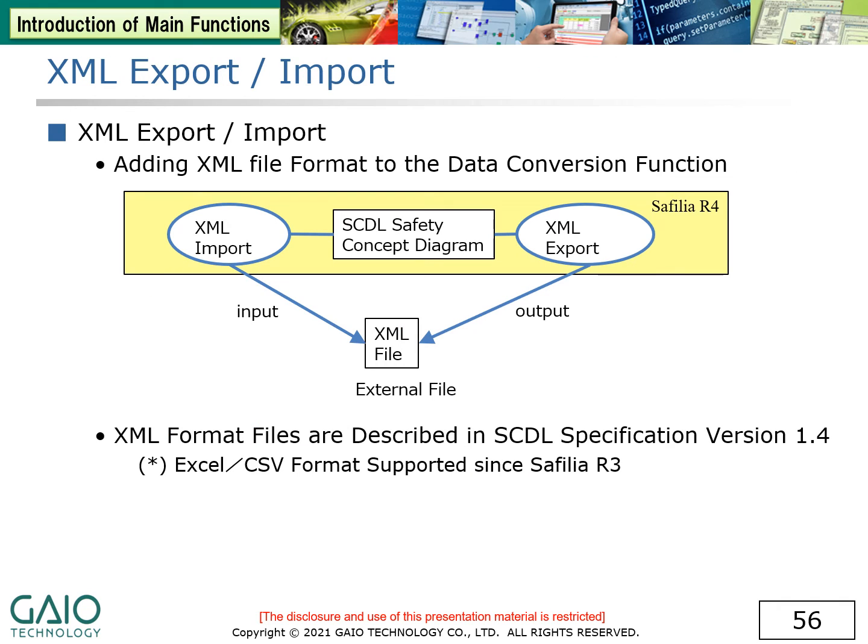Safilia uses the XML specification as a basis for the SCDL format, so it is possible for files to be imported and exported from Safilia in this way. And from version R3 onwards, Safilia uses the CSV format so files can be manipulated using more powerful tools like Excel.